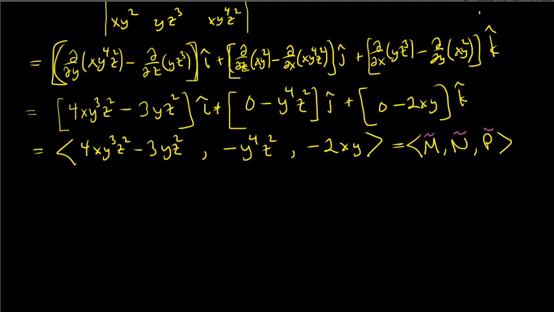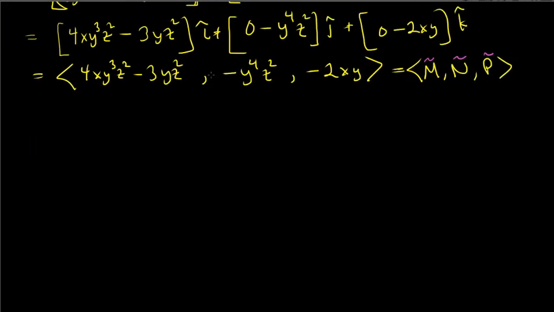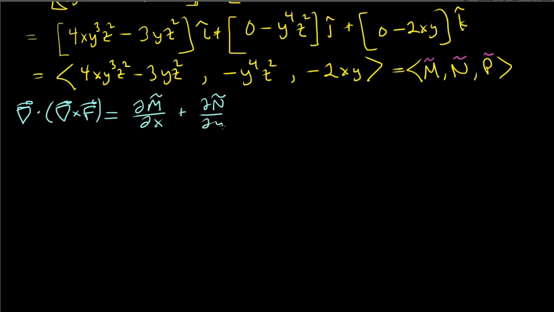Okay, so the final thing we want to do here is take the divergence of the curl of F. Now we already took the curl, so we're not going to do it again. It's this vector up here, so we just need to take the divergence. Remember what the divergence is. It's just the partial of M twiddle with respect to x, plus the partial of N twiddle with respect to y, plus the partial of P twiddle with respect to z.